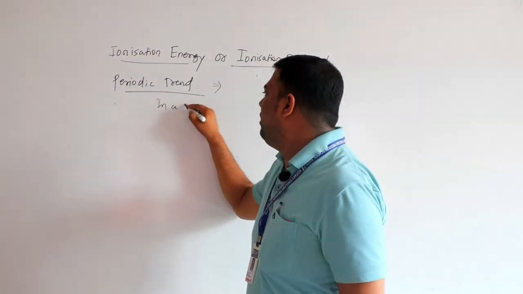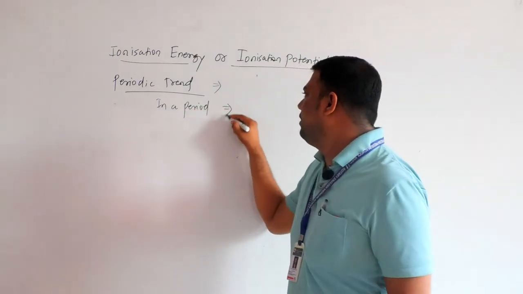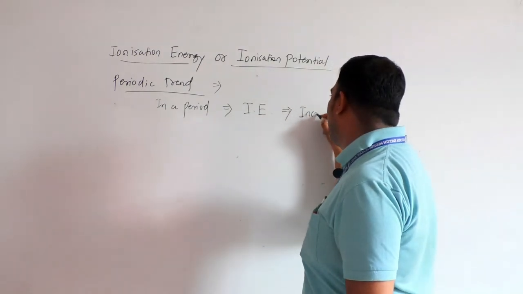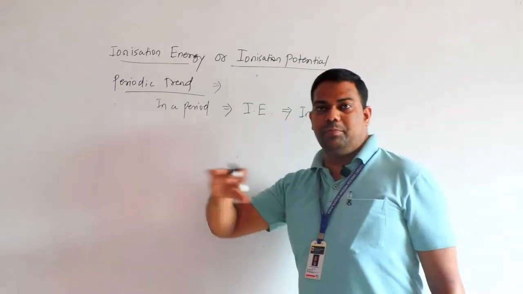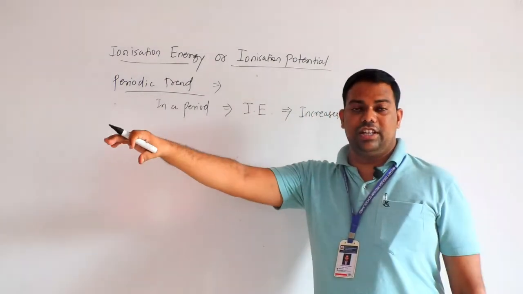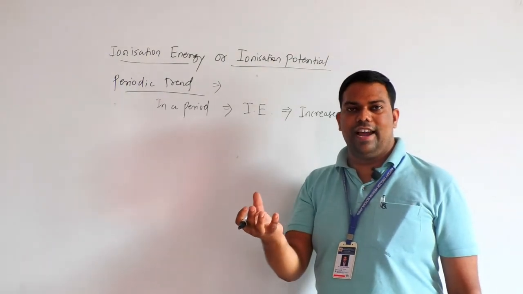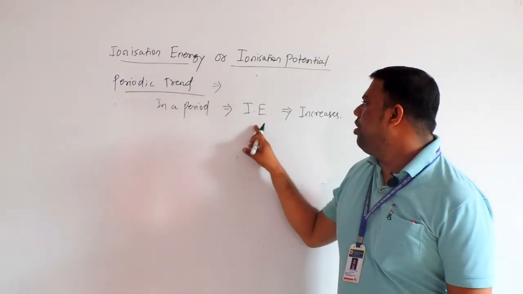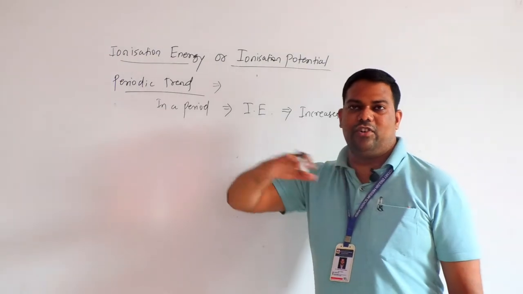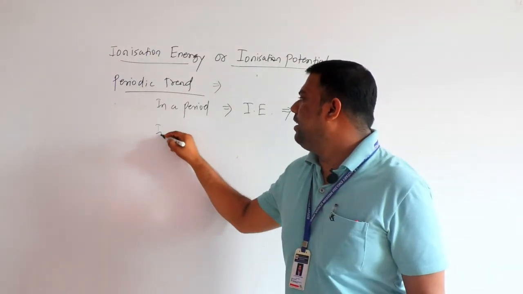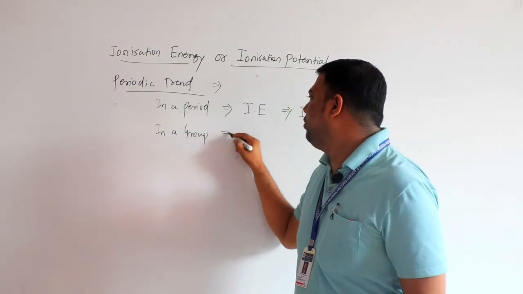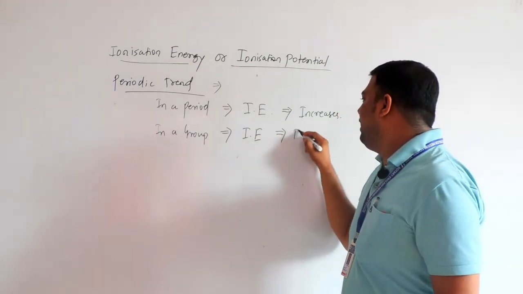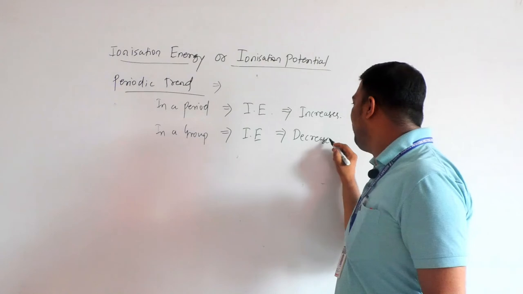In a period, ionization enthalpy or energy increases, because in a period, as you know, effective nuclear charge increases, so the nucleus is trying to attract the outermost shell electrons towards itself. So automatically ionization energy increases along the period, or from left to right. And in a group, ionization enthalpy or energy or potential decreases, because what will happen downside?